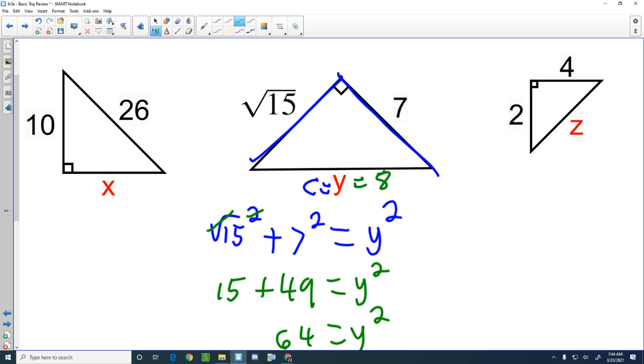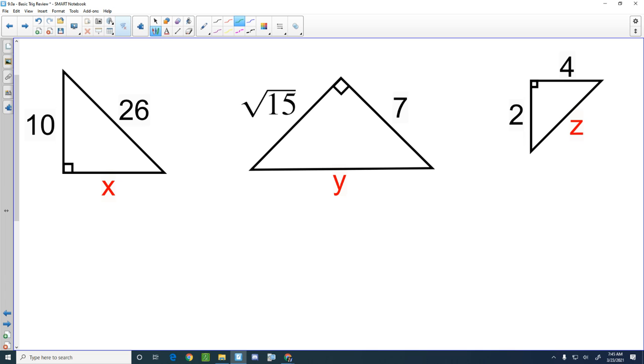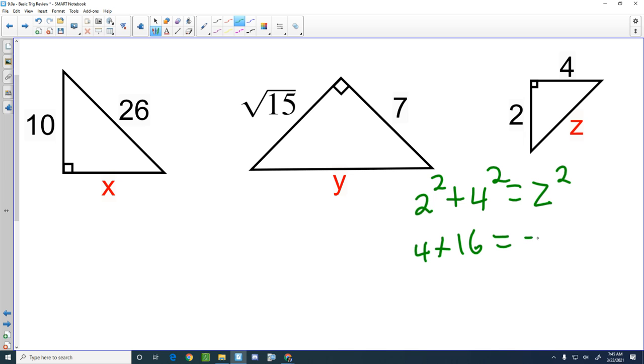Okay, questions on that middle one? I'm assuming no. And then this last problem, 2 squared plus 4 squared equals z squared. So that's 4 and 16. This isn't going to work out nicely, is it?